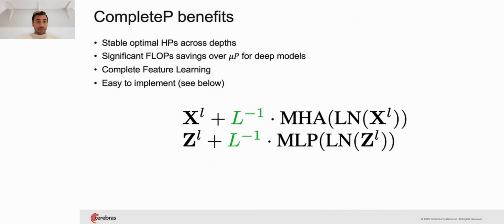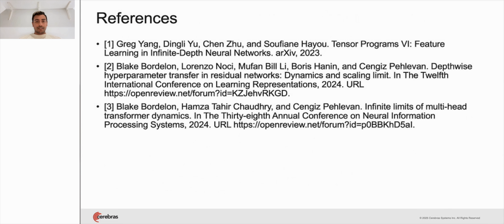To summarize, the benefits of CompleteP are stable optimal hyperparameters across depths, significant flop savings over μP for deep models, complete feature learning, and a very easy implementation. It's just 2 lines of forward pass code. Here are the references. Thank you very much.